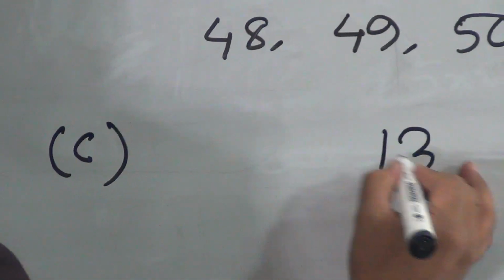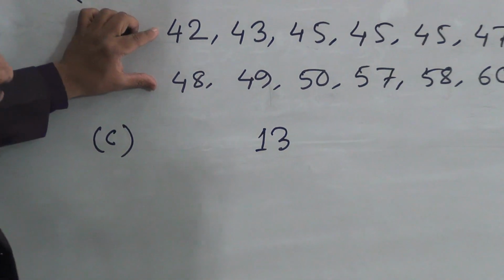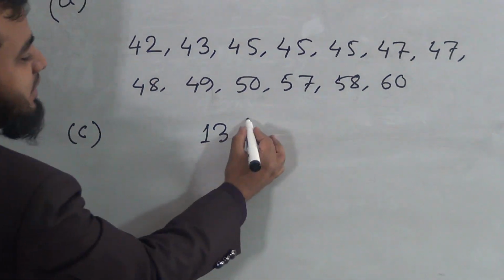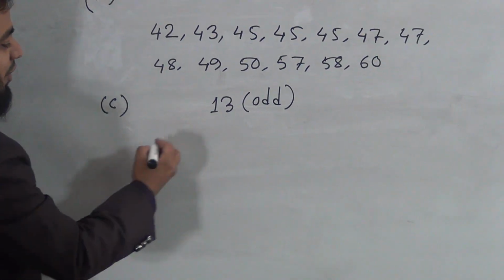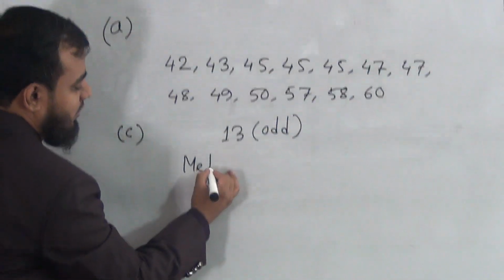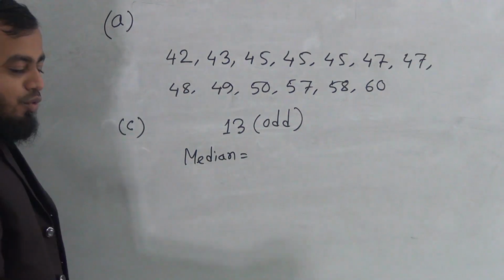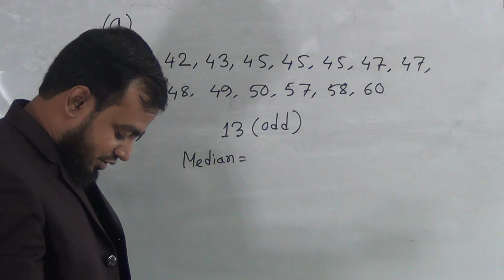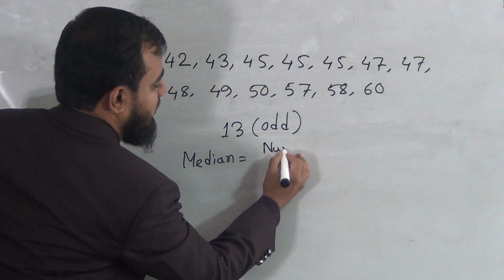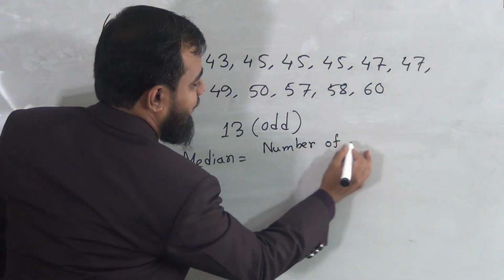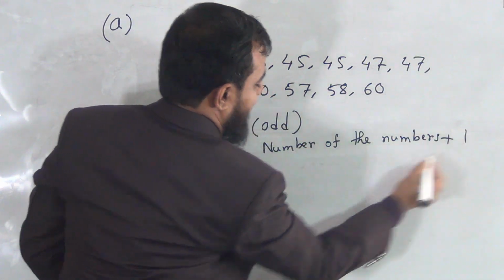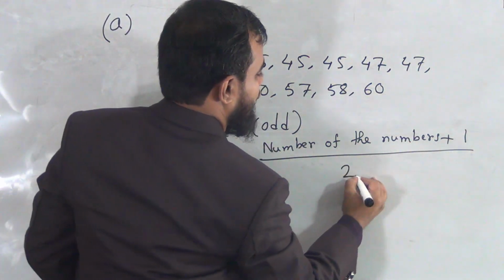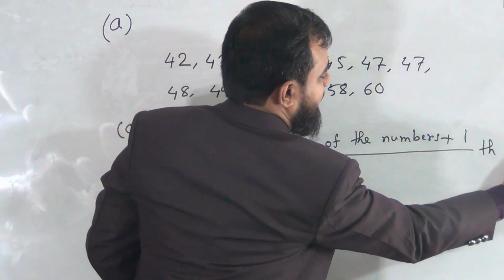Look, how many data are there? There are a total of 13 data, that is, 13 numbers are given here. 13 is an odd number. That is why our median will be the (number of the numbers plus 1) divided by 2 term.